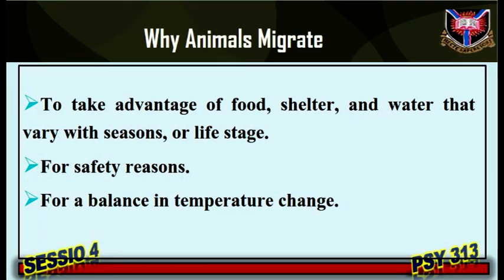Why animals migrate. Animals migrate for many reasons, but the most common one has to do with the need to take advantage of food, shelter, and water that vary with seasons or life stage. Climatic studies have shown that the availability of food and water can vary throughout the year. For instance, the lack of insects and leaves in the winter in Europe and other temperate regions of the earth leads to a reduction in food supply during winter for most animals.